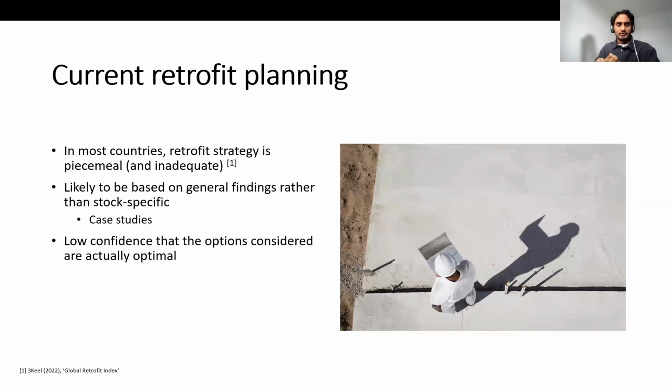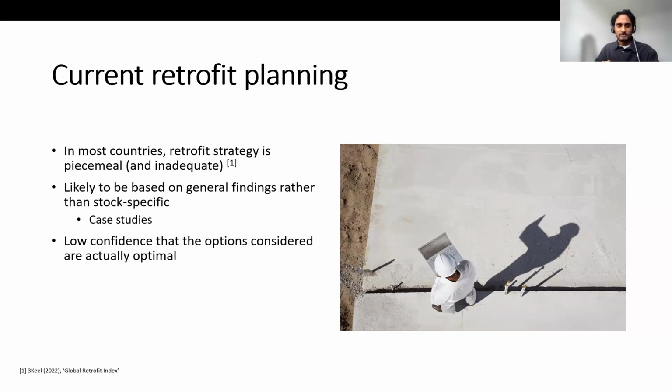According to a report done last year called the Global Retrofit Index, most countries' retrofit strategy is piecemeal and inadequate. So there remain questions around which buildings to target and what technologies to use when doing so. Energy benchmarking can be useful in identifying the poorly performing buildings and setting the targets, but it doesn't necessarily indicate the best strategies with which to improve the stock.